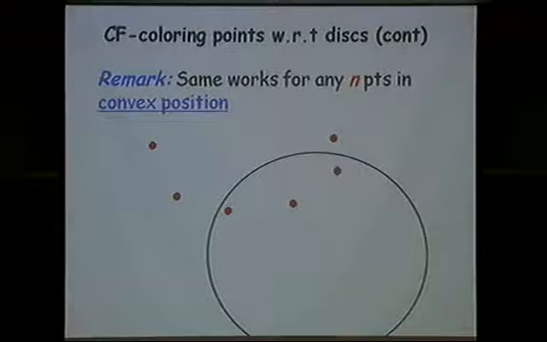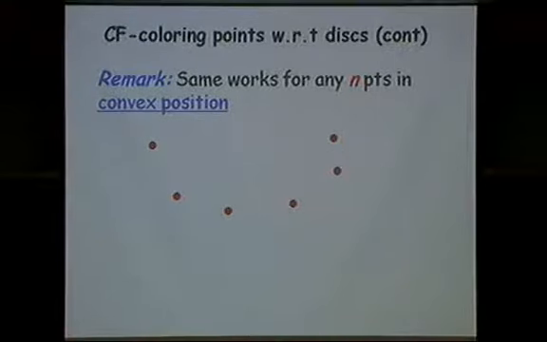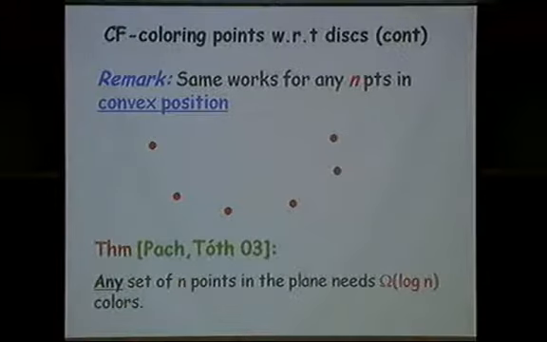Actually, an intermediate question arises: can you come up with a nice set of points that will require a constant or less than log n colors? Surprisingly, the answer is no. The lower bound is even stronger, as was proved by Pach and Tóth. They proved, with a somewhat technical proof, that any set of endpoints, no matter how not general they are, would need at least Omega of log n.